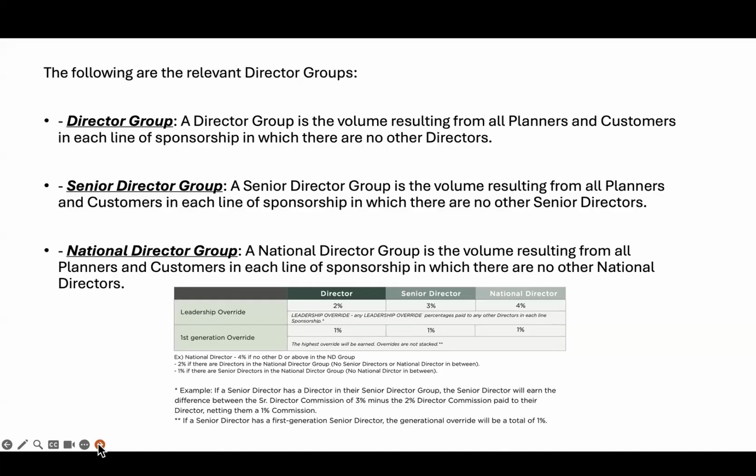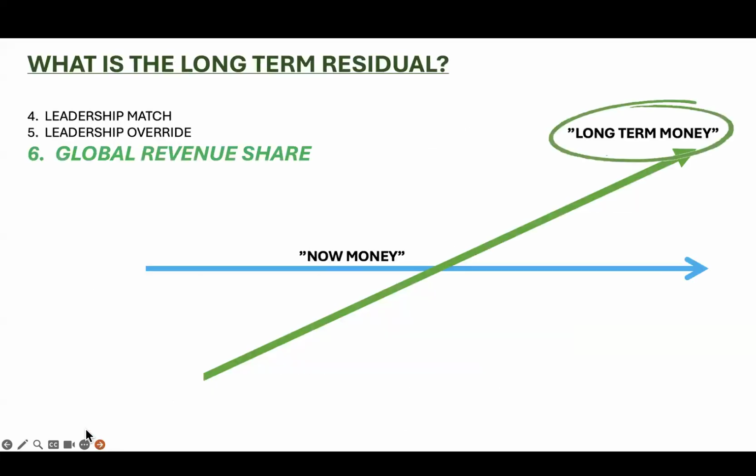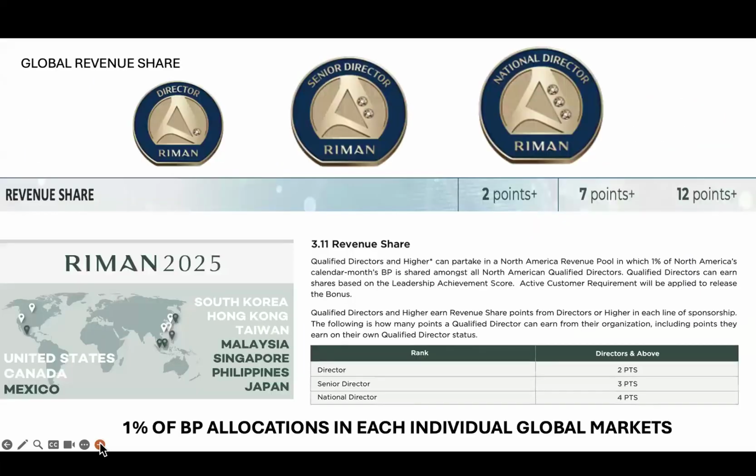You want to start paying attention to this right around the time you're wrapping up team leader, going director. Now, the last part is the global revenue share. It's very simple. Here are some caveats you have to understand. For every country that we're open in, every market, at the end of the month they're going to allocate 1% of the generated BP of that entire market and put it into a global bonus sharing revenue share pool. It starts from director, senior director, national director.